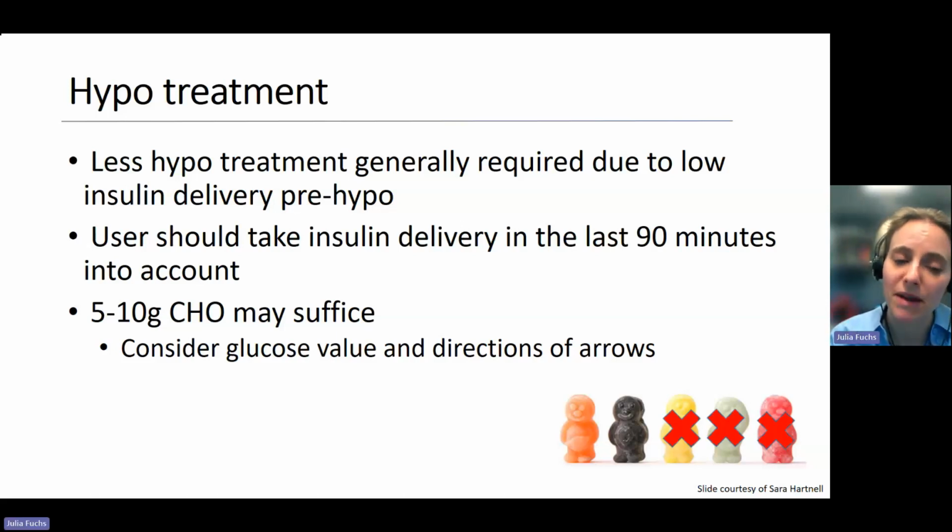But for many people, 5 to 10 grams of fast-acting carbohydrate might suffice. Obviously, you always need to consider the glucose value and the directions of the arrows. But in general, people need less hypo treatment. So if you're seeing big highs after a low, just bear that in mind.